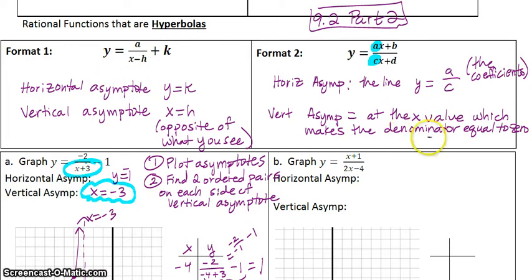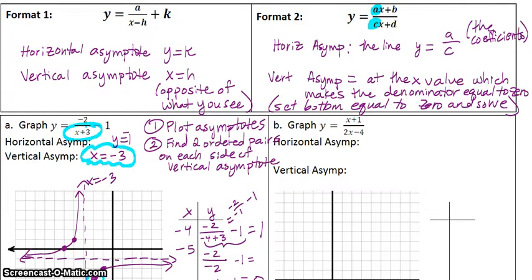So essentially what I'm saying is, to find the vertical asymptote for this one, we actually have to do some work. We have to set the bottom equal to 0 and then solve it. Let me show you what I mean with example B. My steps are going to be the same as I did for format 1. Step 1, plot the asymptote. Step 2, find two ordered pairs on each side. So the only thing different with this format of graphing is how I find the asymptotes.